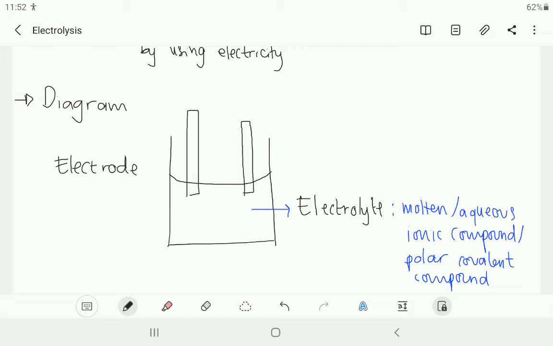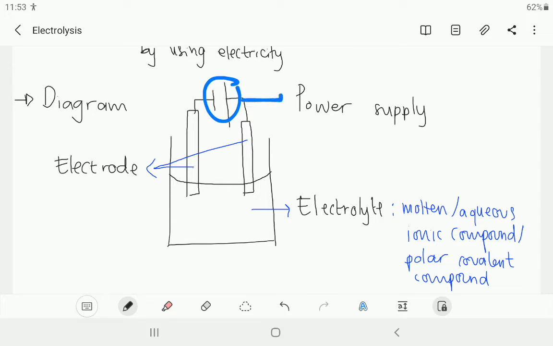And the second important thing is the electrode. These two electrodes have different charges that will connect to the power supply or the battery. Yes, the third important thing is the battery or the power supply.